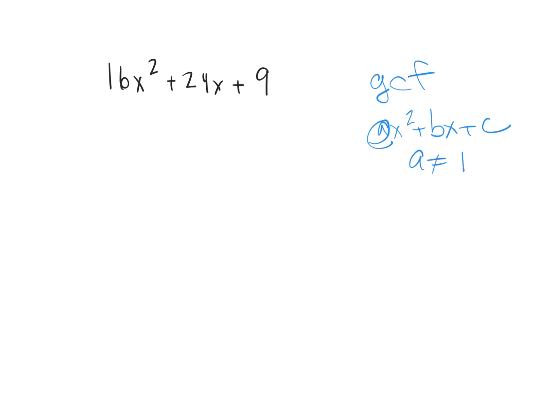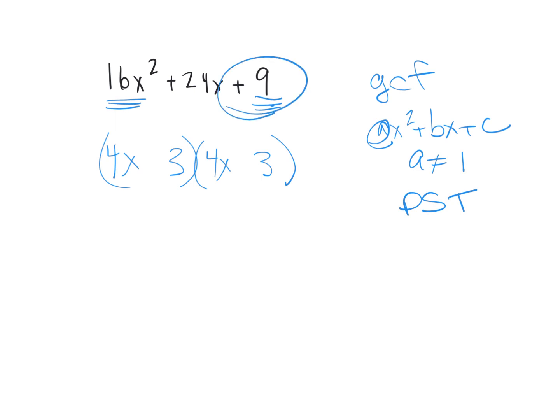I can actually just go to trial and error right now, or I can look to see if this is a perfect square trinomial, and that works. I do notice that we have a perfect square here and a perfect square here, so I am going to try that. So 4x and 4x would give me the 16x squared. 9 would be 3 and 3.